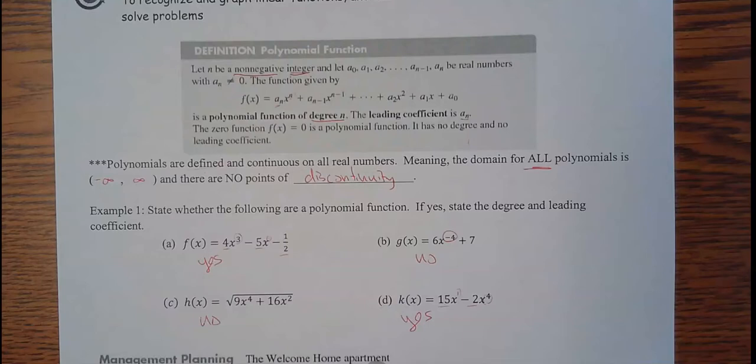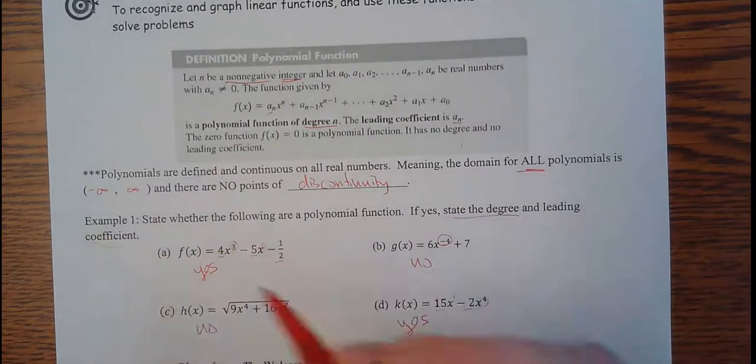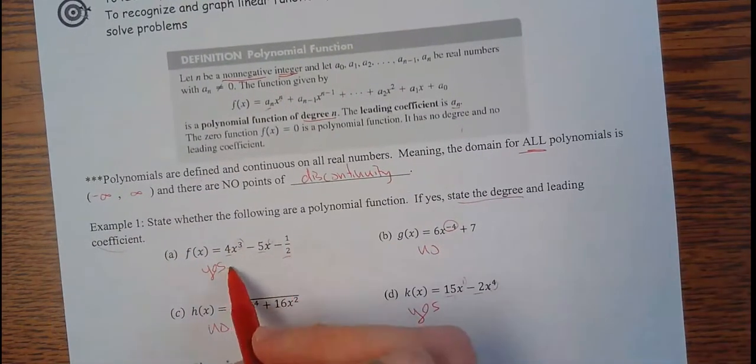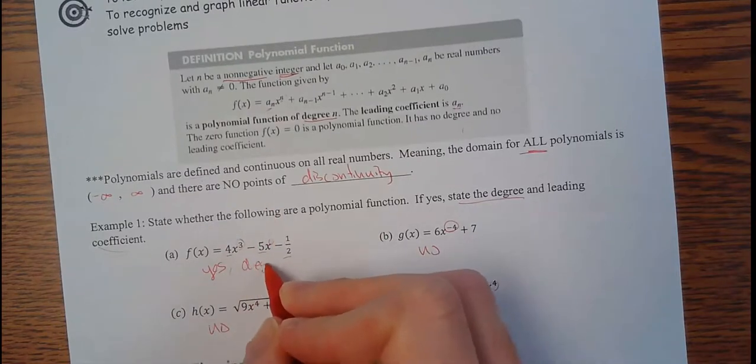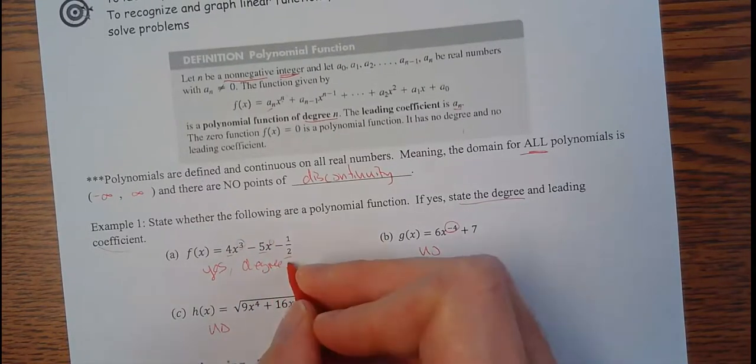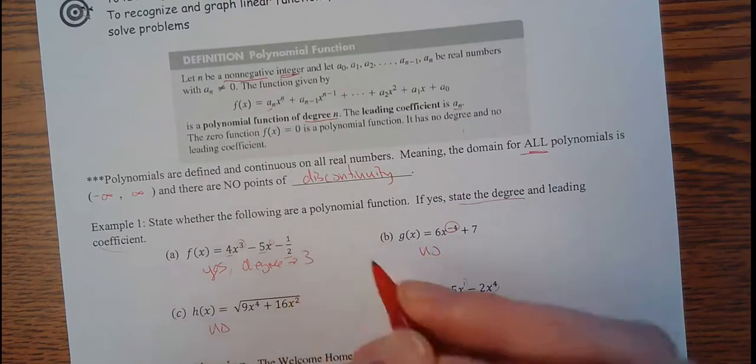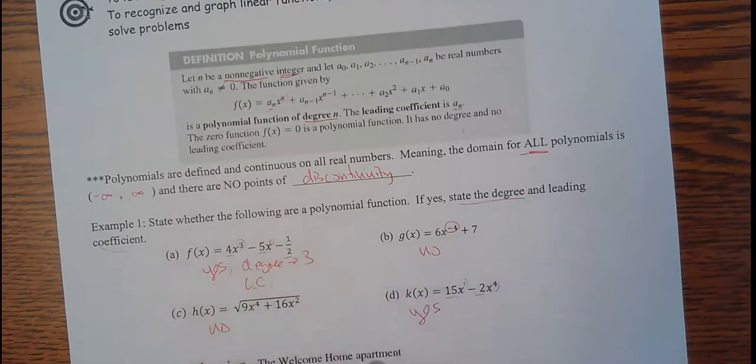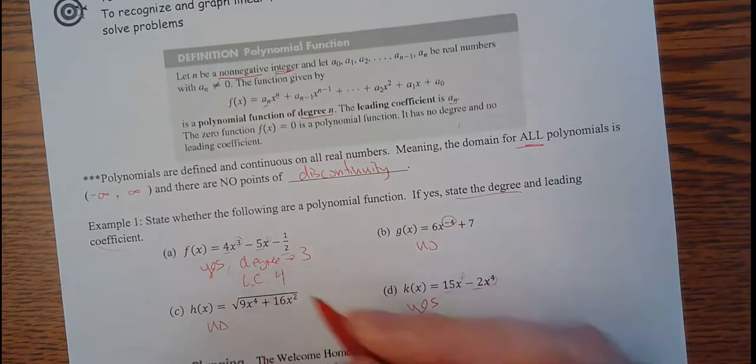Okay, now for the ones that I said yes to, state the degree and the leading coefficient. So on this one I said yes, the degree, the highest power I see, is a 3. So the degree is 3, and the leading coefficient, I'll spell LC, is 4.